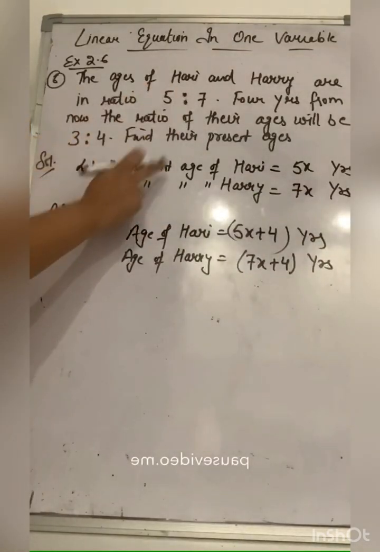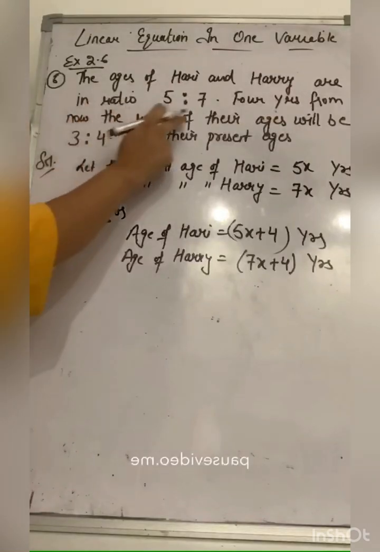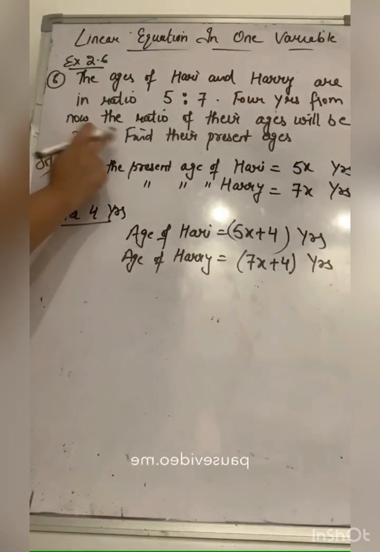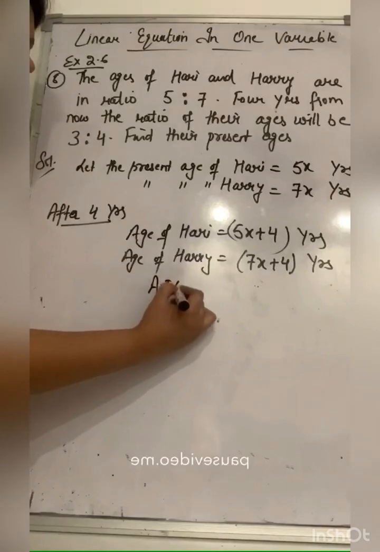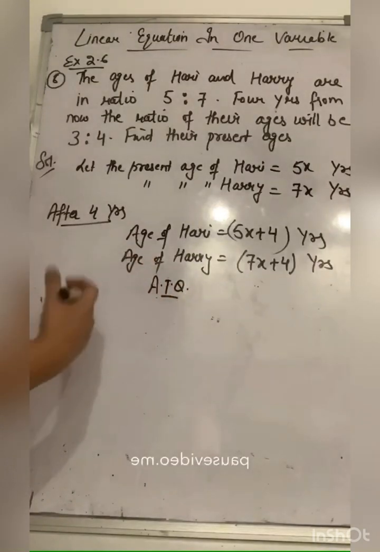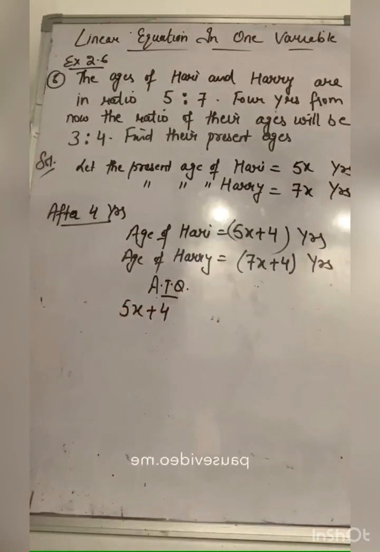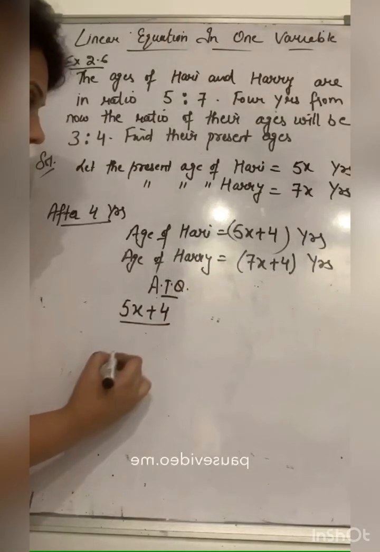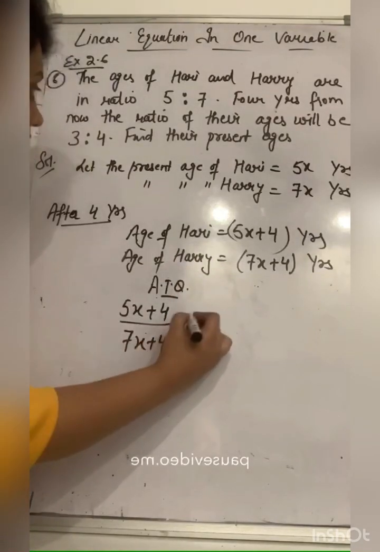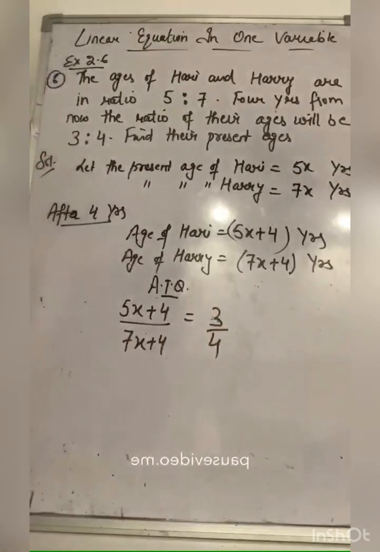So now they are saying 4 years from now the ratio of their ages will be 3:4. So what will be the equation? After 4 years, the ratio of their ages will be equal to 3/4. So now this is the equation for this question: (5x + 4)/(7x + 4) = 3/4. Now we have to solve this for finding the value of x. What we will be doing? We will cross multiply.